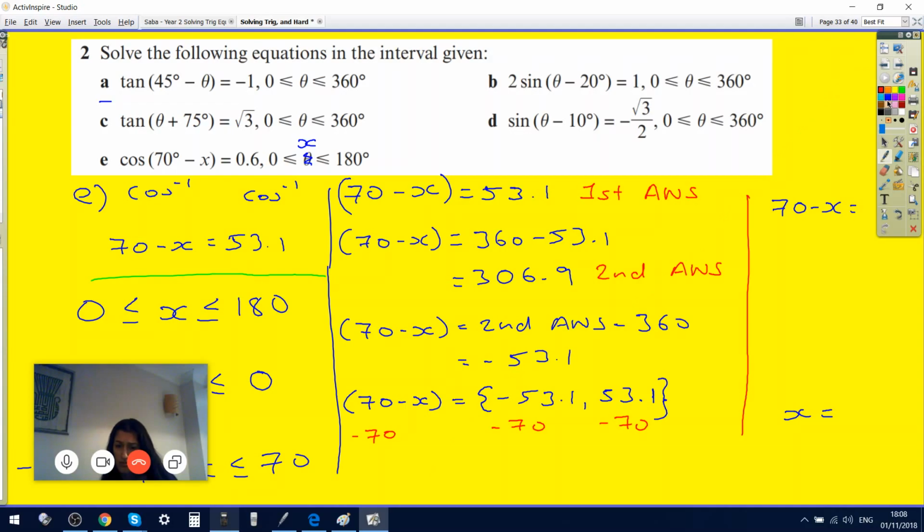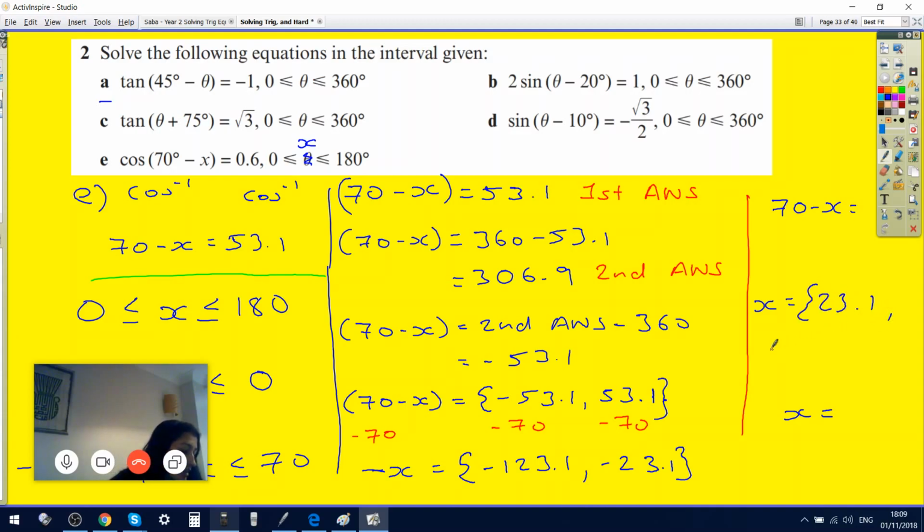What would you be left with? Minus x. Correct. And then what after that? Times by minus 1. Correct. And so what will your answers be? Just a positive version of that. Yes. And so x will be 23.1 and 123.1, which are both between 0 and 180.